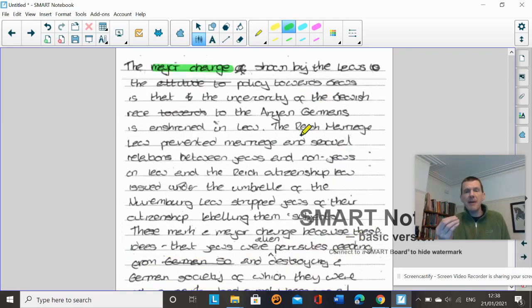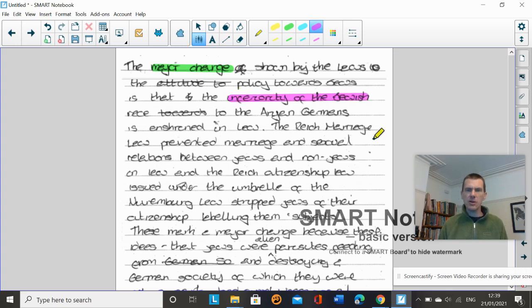So now we're thinking about the analysis and the knowledge. And of course, we're going to get a better impression of their communication as we go. The major change shown by the laws to the policy towards Jews is that the inferiority of the Jewish race to the Aryan Germans is enshrined in laws. So the inferiority is part of their knowledge.